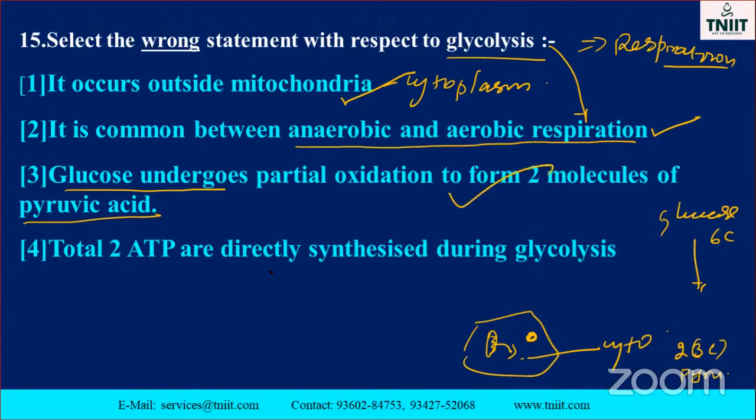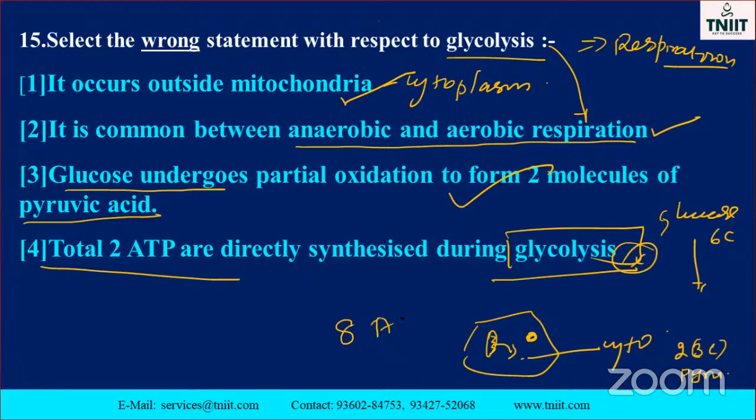Total 2 ATP are directly synthesized during glycolysis. Total 2 ATP. Is it correct or wrong? This is the wrong answer. Okay. Normally in glycolysis, how many ATP molecules are synthesized?